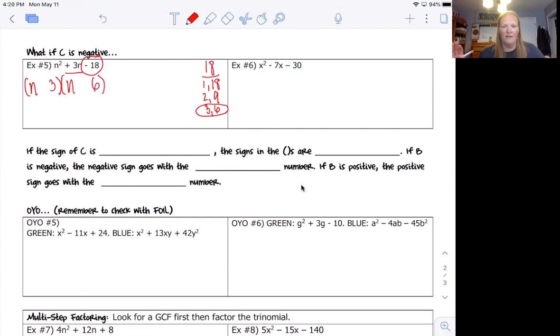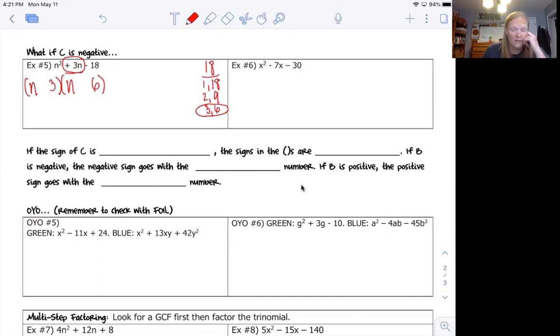The key to this is the signs, okay? So I know I need a negative answer. I'm multiplying two numbers together to make a negative, so one of them has to be negative. My middle term is positive. So which of the terms do you think should be made positive? So when you add them together, you get a positive 3. So think about it for a sec.